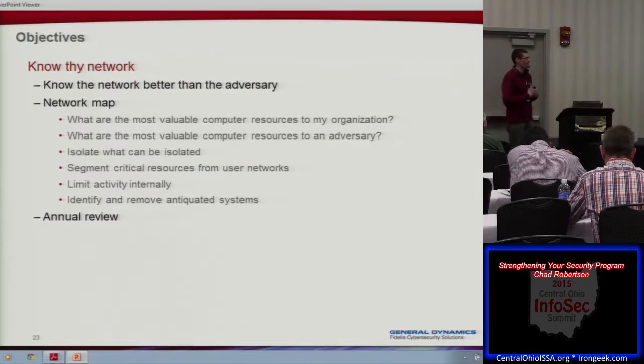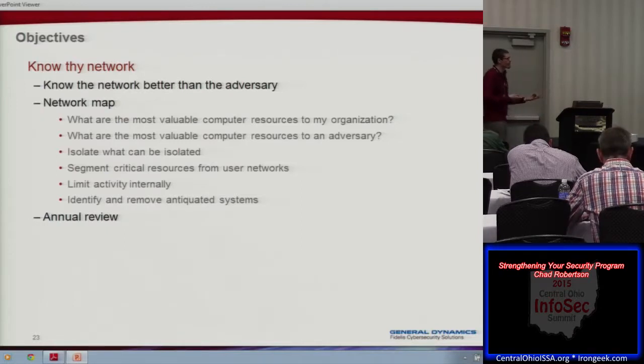Isolate what can be isolated. So, and this is, I think, key. Maybe, yeah, this is key too. If you have something critical, like a SQL server, you have your SQL servers on one network. We don't want to have those on the same network as the VPN login or the user resources, workstations. If you can isolate it and segment it, segment critical resources from user networks.